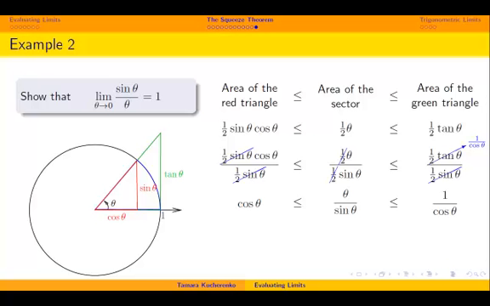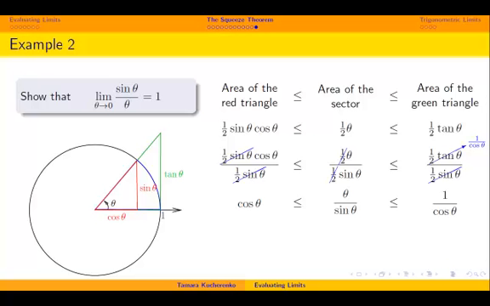We proved this inequality for positive theta. However, all three functions, cosine theta, theta over sine theta and 1 over cosine theta are even. They do not change when theta is replaced by negative theta. Therefore, this inequality is also true for negative theta in the fourth quadrant.